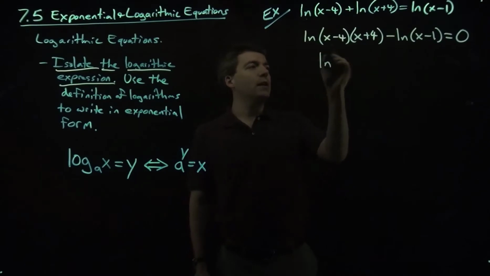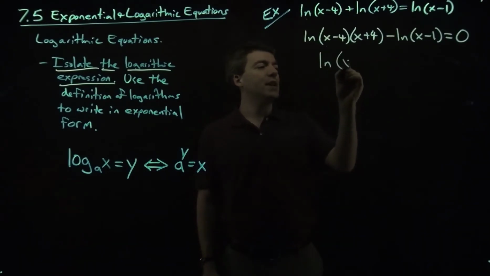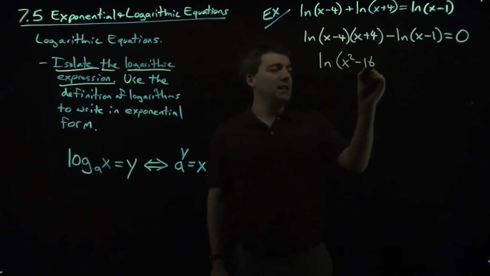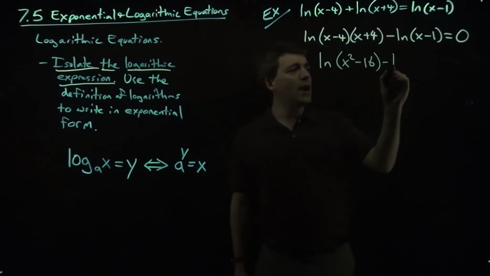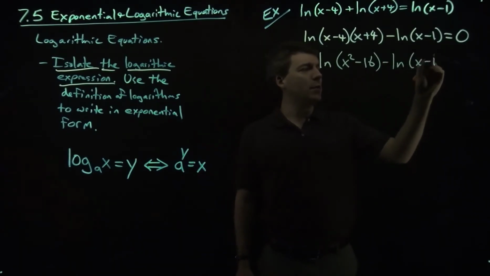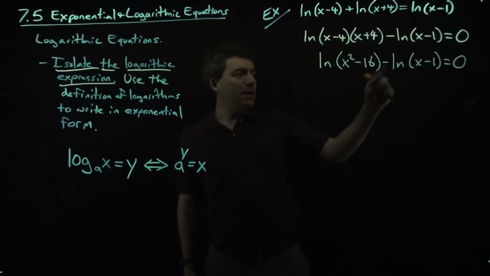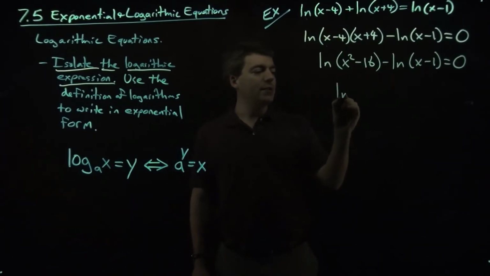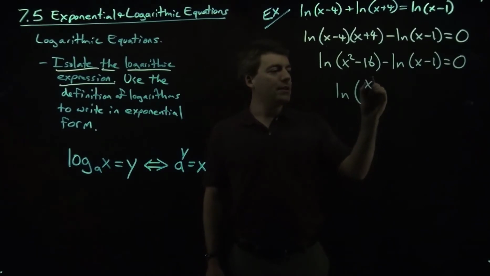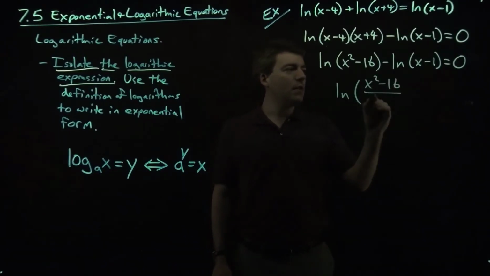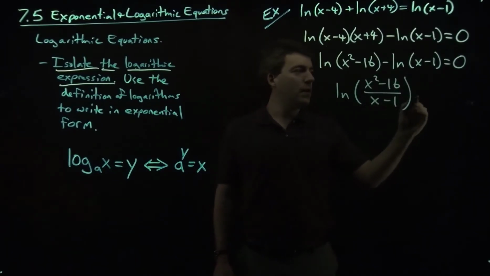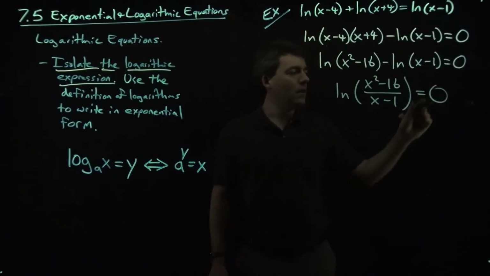I think let's go ahead and multiply this out first. So this is x squared minus 16 minus natural log of x minus 1 equals 0. Okay. And now we have a difference, and we can write this as the natural log of x squared minus 16 over x minus 1 equals 0.